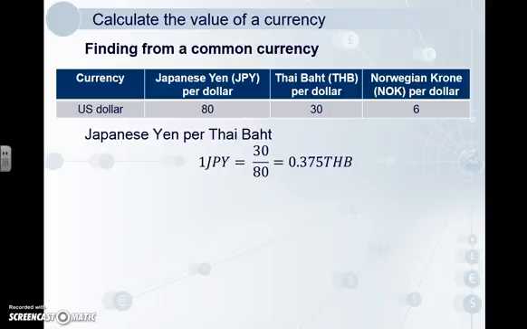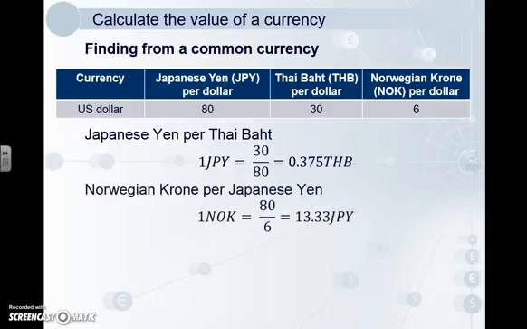Now when you do these, it's worth a glimpse back at the numbers to double check that it looks vaguely correct. If 80 yen and 30 baht are equal, then yeah, it makes sense that 1 yen is worth roughly a third of a baht. I want you to pause now and try to find the value of 1 krone in terms of the yen. Okay, so by the same method, we see that 1 Norwegian krone is worth 13.33 yen. So we put the 6 of the krone on the bottom and the 80 of the yen on the top. Easy.